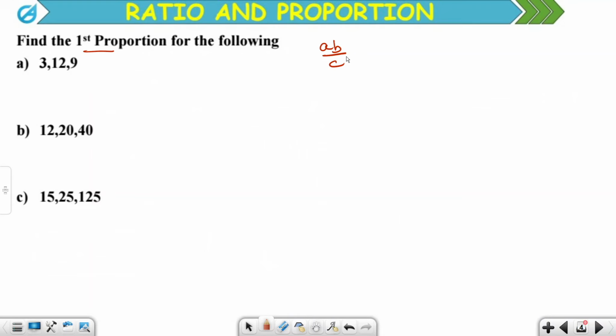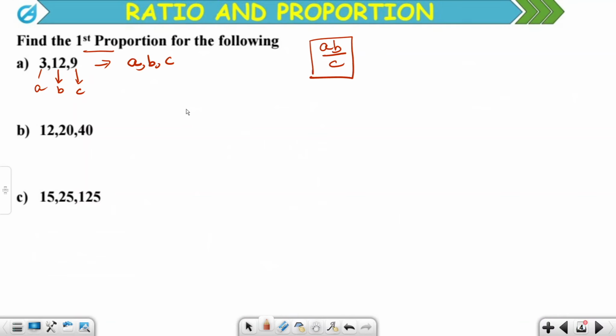They have given just the numbers 3, 12, 9, 12, 20, 40, 15, 25, 125. But did they mention the value of A is this, the value of B is this, the value of C is this? No, right? So whenever they give the numbers, always consider the format A, B, C. The value of the first number will be A, B will be 12, and the third number will be C. So what we need to find is the first proportion, which is nothing but AB by C.